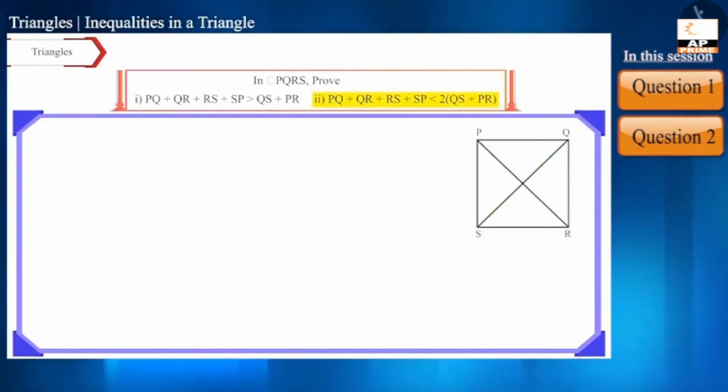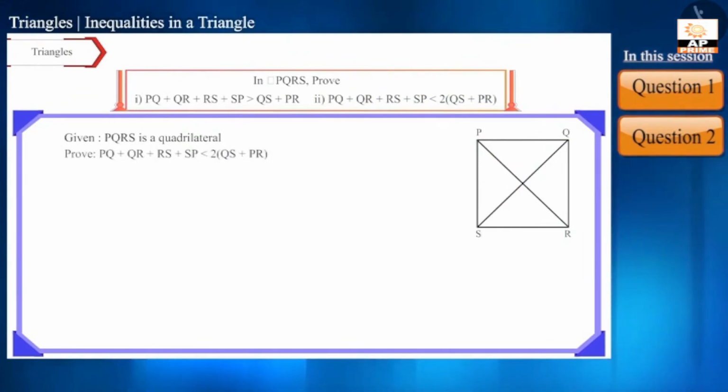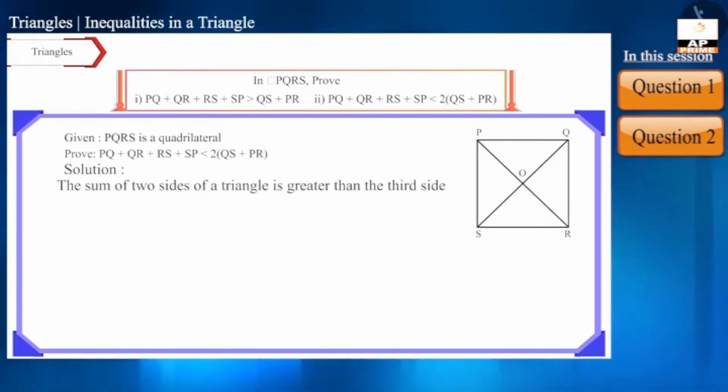Let's move to the second question. Here we have to prove. First, we will name the intersection of the diagonals as O. Friends, if we pay attention here, we have four small triangles. Triangle POQ, triangle QOR, triangle ROS and triangle SOP. We know that the sum of any two sides of a triangle is greater than the third side. Hence, in triangle POQ, the sum of side PO and side OQ is greater than side PQ.